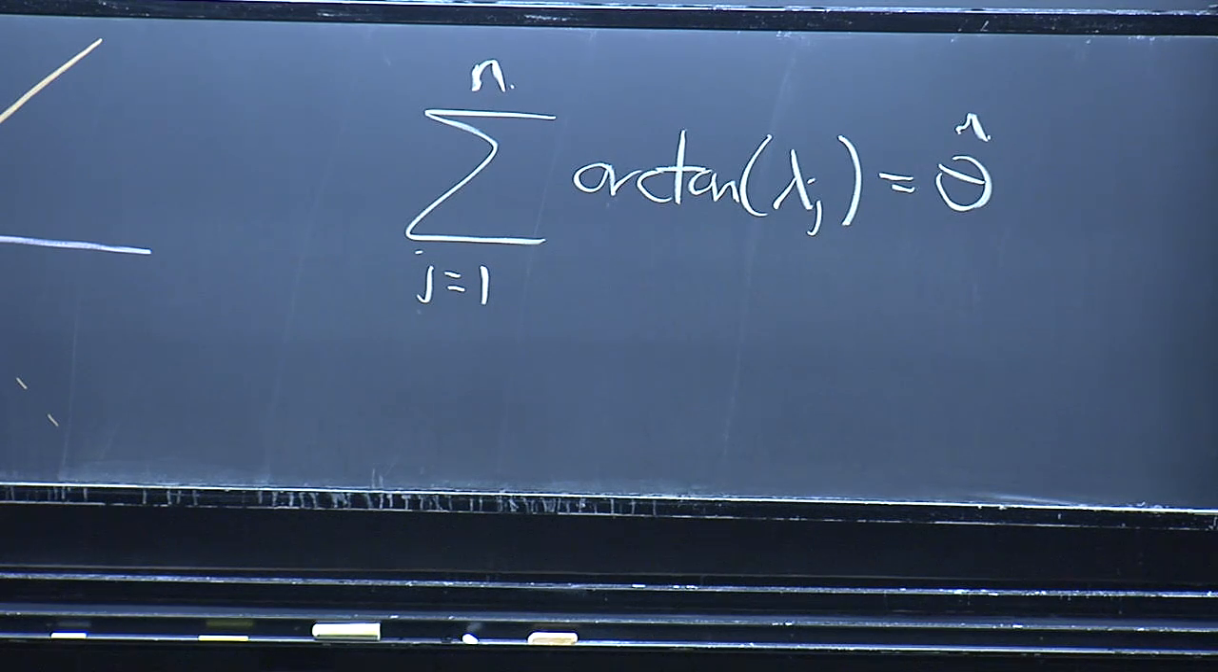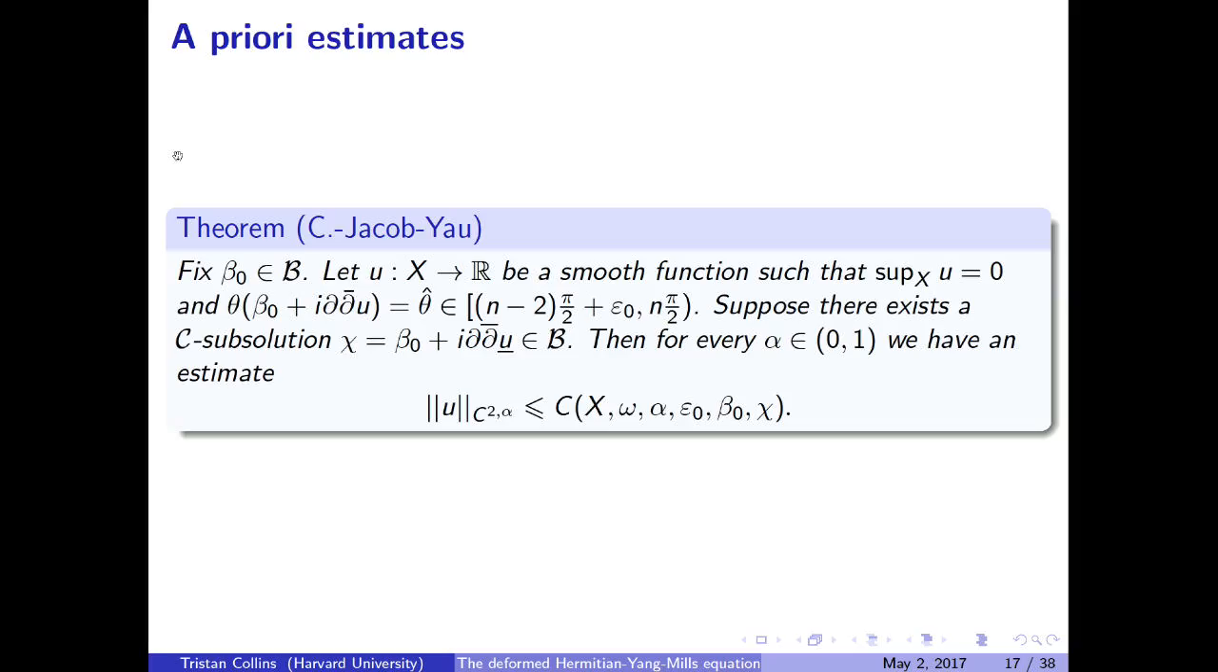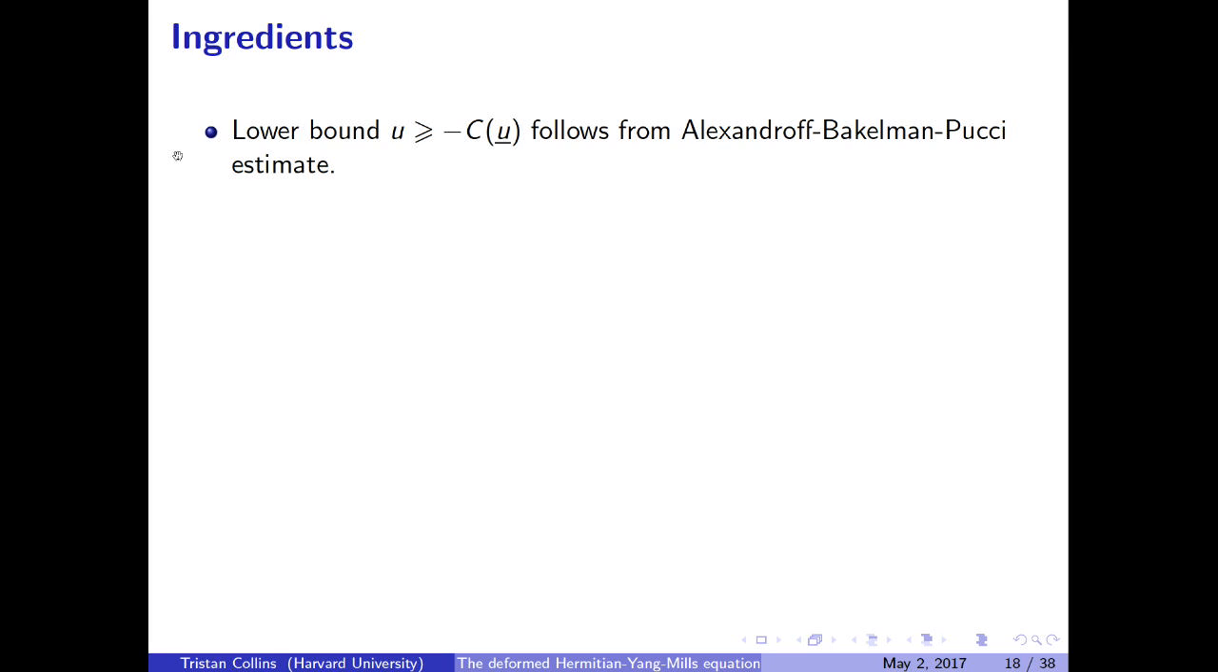So this is a necessary condition. So then the theorem is that, well, if you have a subsolution, then you can prove a priori estimates for solutions of the deformed Hermitian Yang-Mills equation. So it's not so important what the statement of this theorem is. The point is just that you can prove a priori estimates. So let me just say a couple words about how this is done.